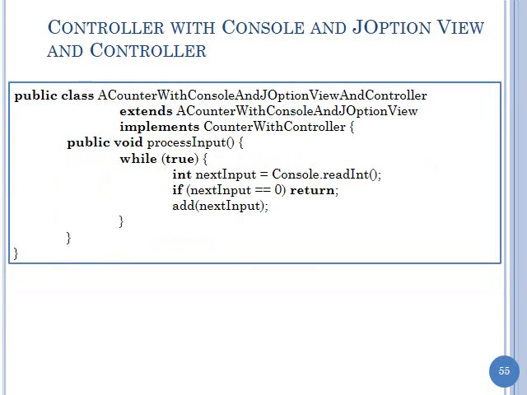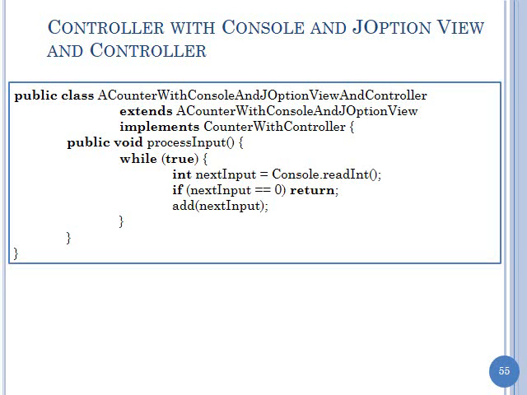And finally, I have process input. And process input just calls add with the next input. Add calls the add in the JOptionPane view, which calls the add in the console view, which calls the add in the model, and then they all display afterwards. No notification, no registration. This code is much simpler. This is kind of the solution you were aiming at earlier.